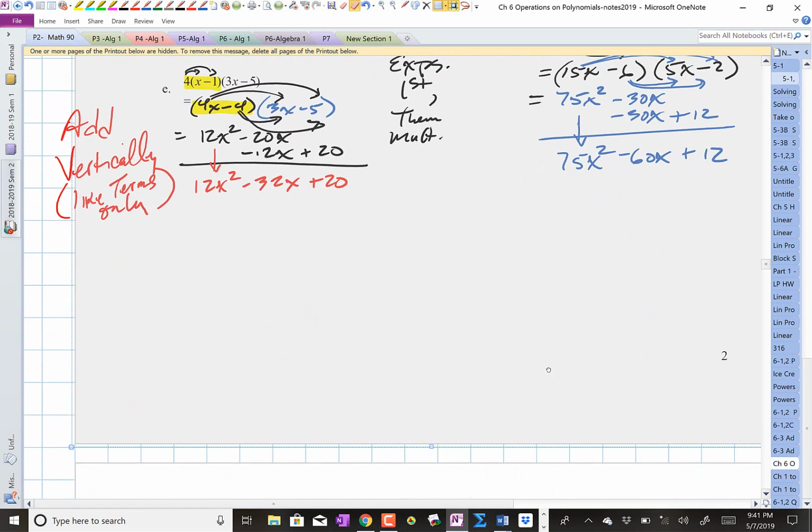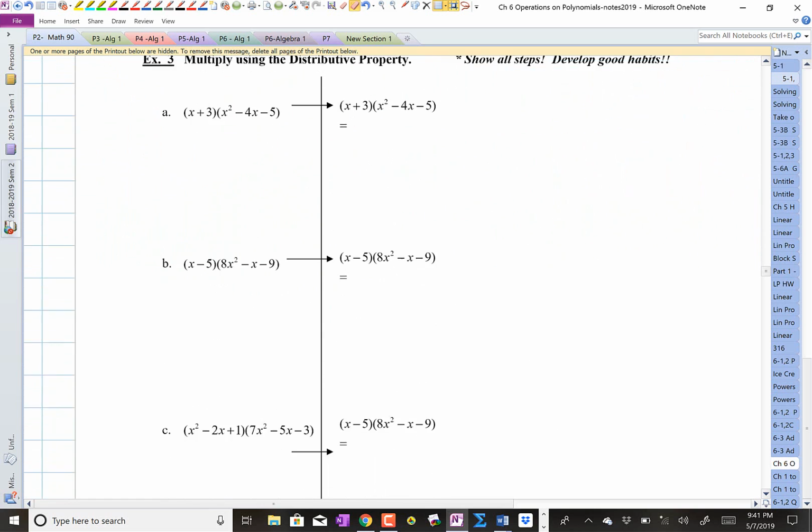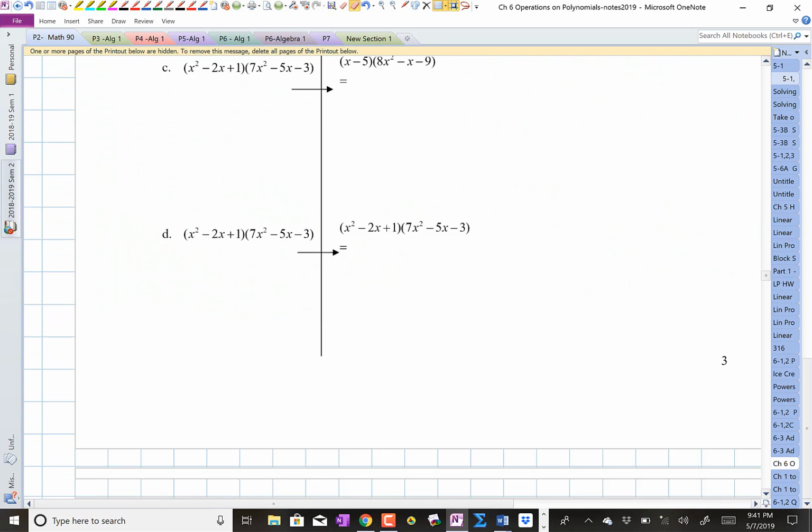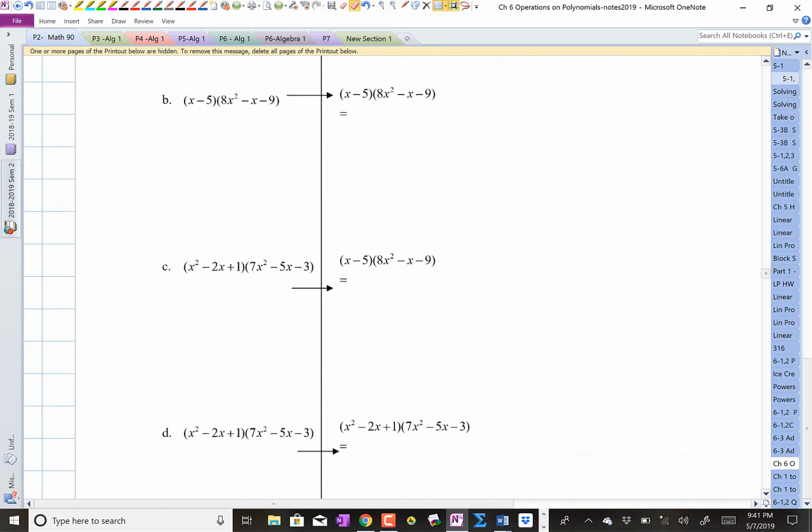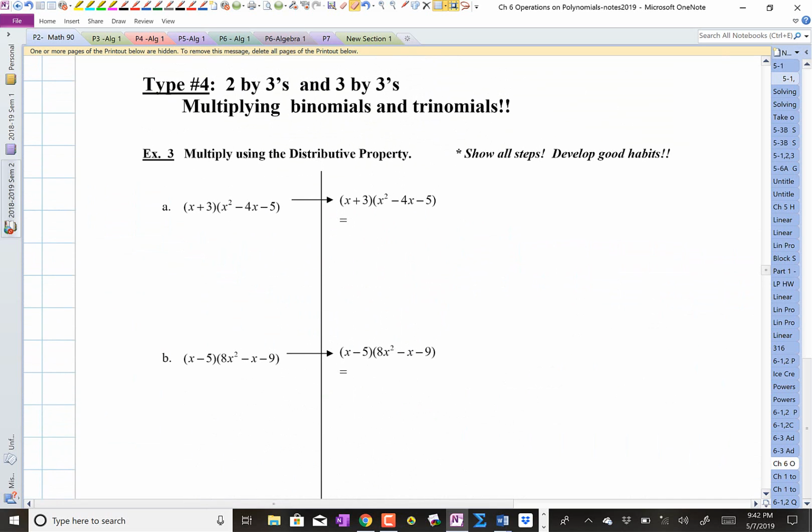Now, the last type we have is these guys. Yep, that's the last type we have. Type 4. We're going to take some binomials and trinomials and multiply them together. I know it sounds like we're in the muscle gym. We got buys and tries. I'm not talking about biceps and triceps. I'm talking about binomials and trinomials, and we're going to multiply them together.